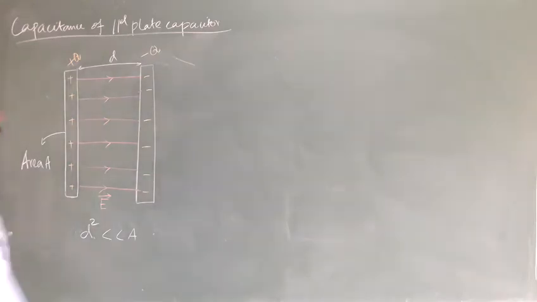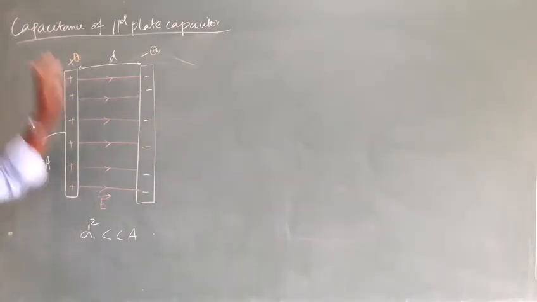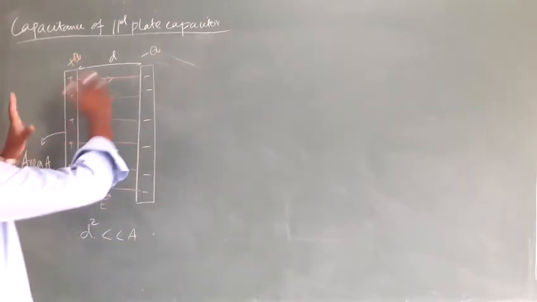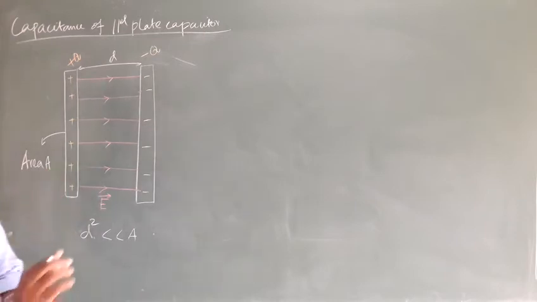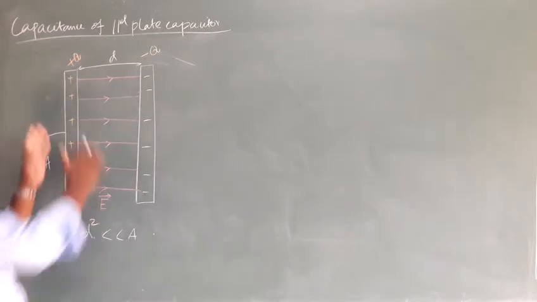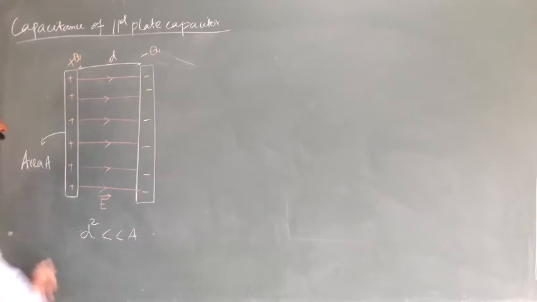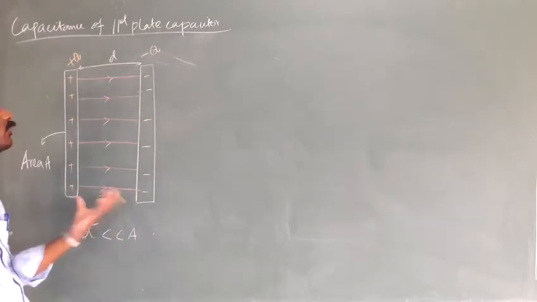Now we are going to discuss the capacitance of the parallel plate capacitor. Capacitance C is equal to Q by V. So how much charge is distributed on the two plates of the capacitor? Consider the two plates have a positive charge and a negative charge. The battery is connected to the capacitor. D is the distance between the two plates.